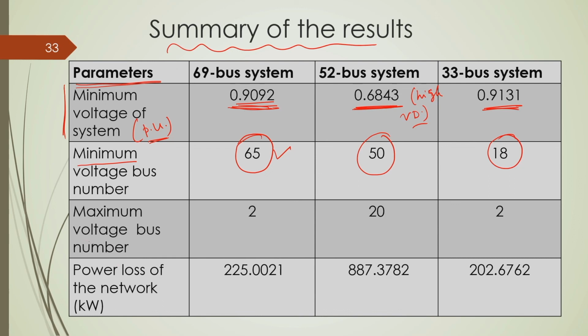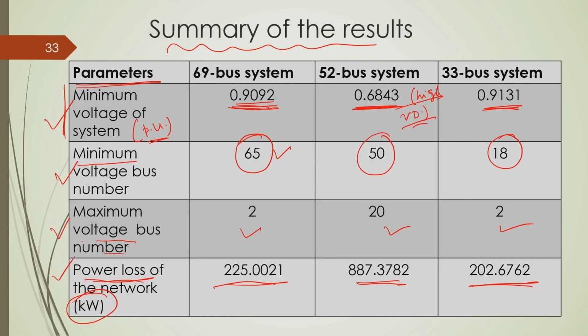And the maximum voltage is of course except the substation, they are near to the substation. And the power loss is computed in kilowatts. For the 69 bus system it is 225, for the 52 bus system it is a bit higher, because its voltage profile is very poor, and for the 33 bus system it is around 202 kilowatts. So, this gives a comparison, and these are some important parameters we assess in assessing the operational performance of a network.